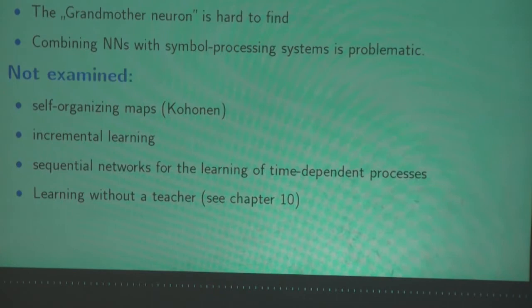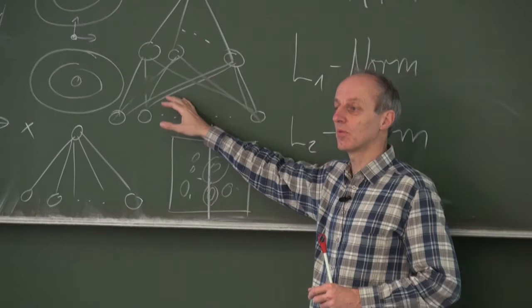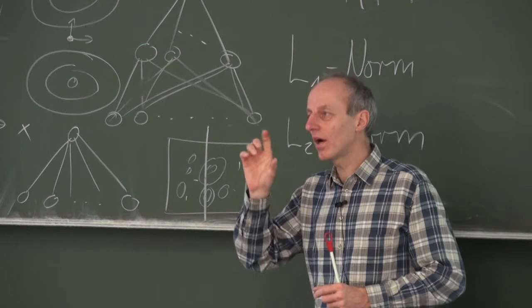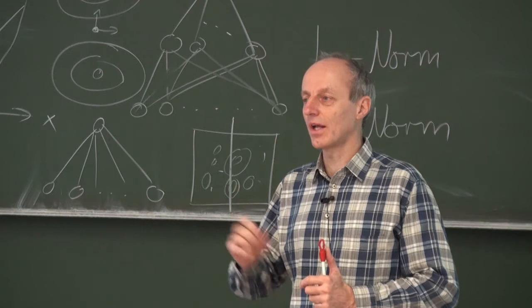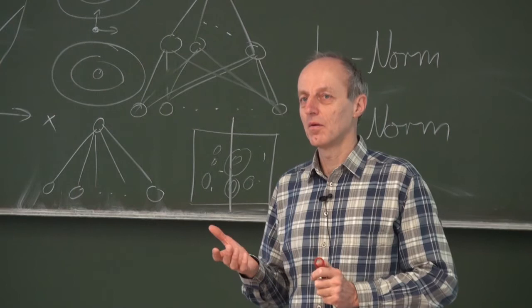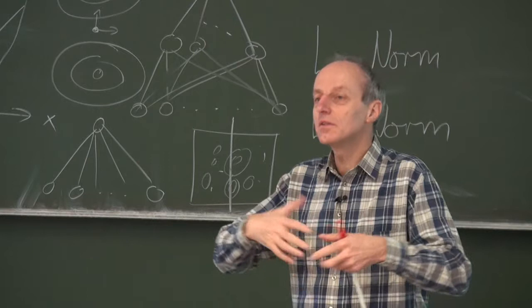Okay, disadvantages. The advantage of the holographic memory is at the same time a disadvantage, because we cannot locate things. So where is this? People call it the grandmother neuron. There is in our brain a concept of grandmother. We all know what a grandmother is. But in which of these 10 billion neurons is the concept of grandmother stored? It is distributed. So you cannot localize it and say, okay, it's this neuron.